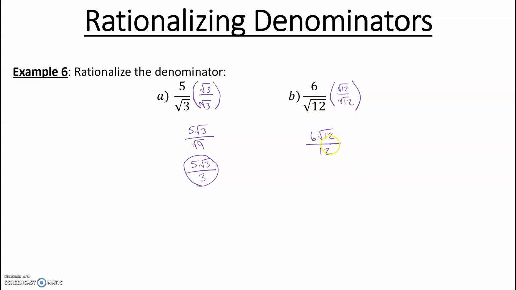I'm going to go ahead and simplify the top. So root 12 I'm going to write as the square root of 4 times the square root of 3. So the square root of 4 is 2. 2 times 6 gets me 12. I don't know the square root of 3, so I'm going to leave it. And I still have a 12 in the bottom. 12 divided by 12 gets you 1. So you have 1 root 3 as your final answer.